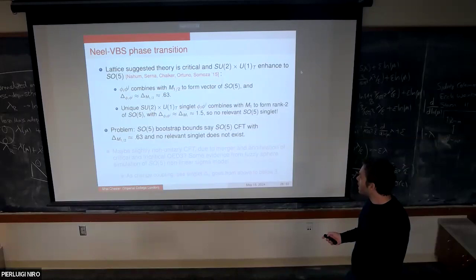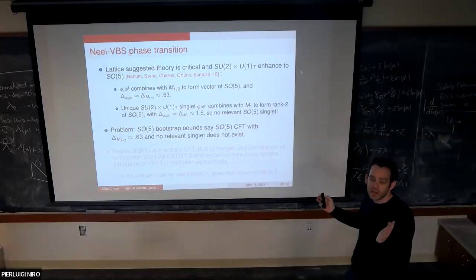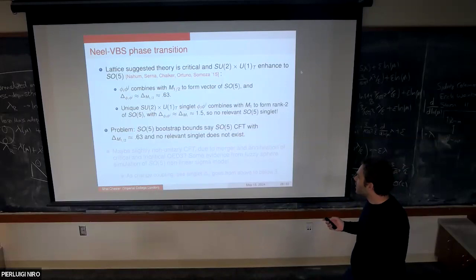This conjecture was immediately disproven by a simple bootstrap bound, assuming SO(5) symmetry, showing that this value of 0.63 was totally ruled out if you assume no relevant singlets. I think this was done by David, who might be in the audience. It took a few minutes. It's a very simple thing.